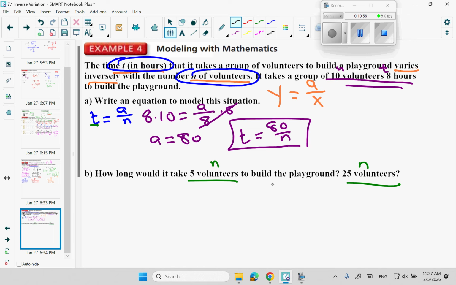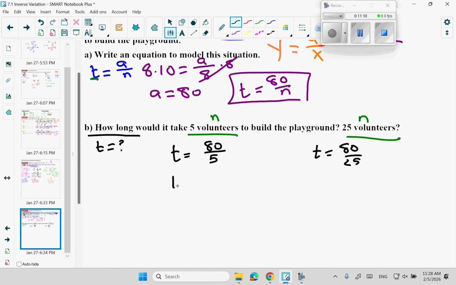Lastly, I have 5 volunteers and 25 volunteers. It's asking how long. So I'm just going to plug those in. So I'm going to get T equals 80 divided by 5, and T equals 80 divided by 25. So that would be 16 hours and 3.2 hours.